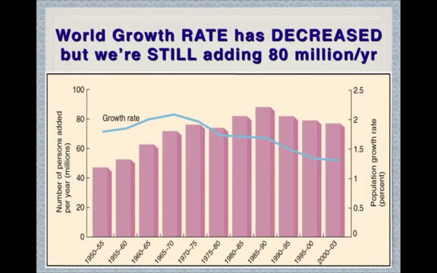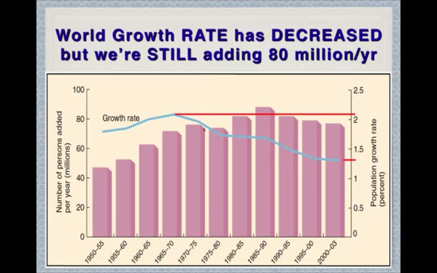Why isn't it changing? Okay, so just because the growth rate has decreased doesn't mean we're not still growing. We're still adding 80 million people per year, even though we've changed the growth rate dramatically. So the blue line here is the growth rate. The pink bars are the number of people added in each of these periods of time.